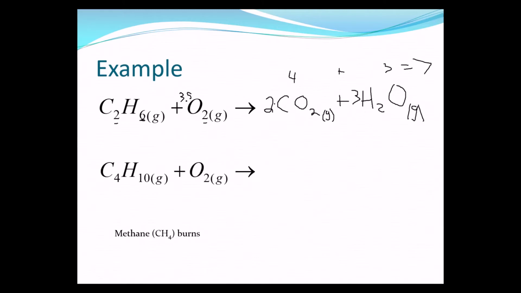So let's try another one. Again, we're going to make CO2 and H2O. So we have 4 carbons here, so we're going to have 4 carbons here. We have 10 hydrogens here, and there's always a 2 by the H2O, so 5 times 2 is 10.